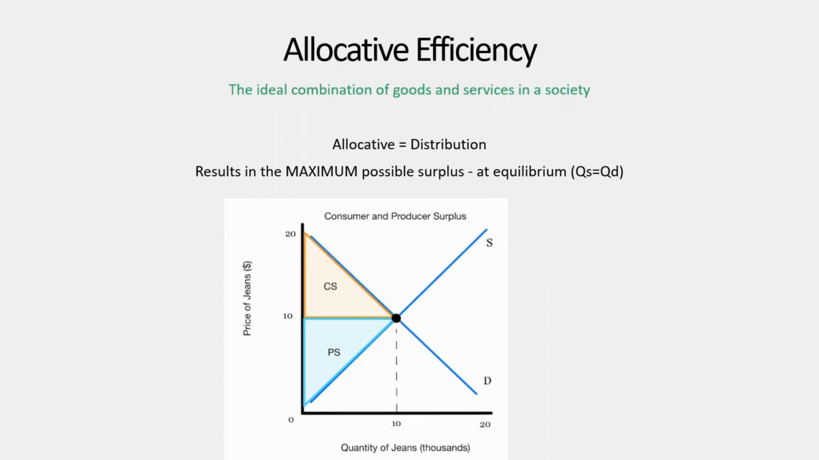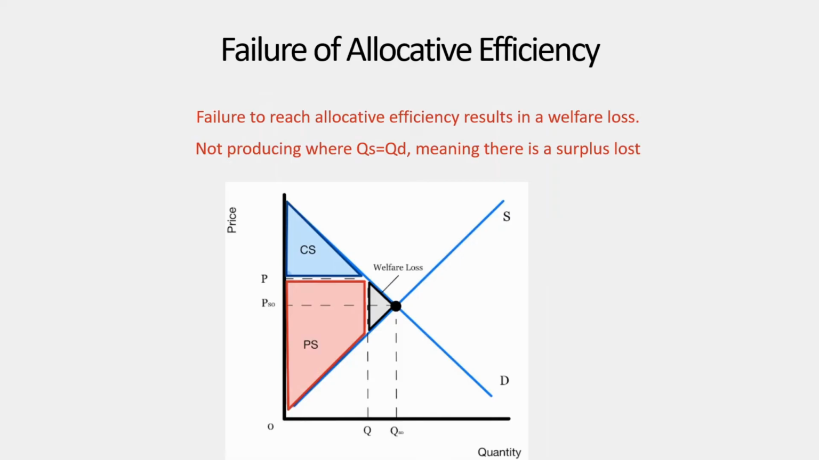The goal of economics, some of the micro goals of economics, is to achieve allocative efficiency. This is the ideal combination of goods and services in a society. This is where quantity demand equals quantity supply, the equilibrium. This will lead to the greatest social surplus, community surplus.